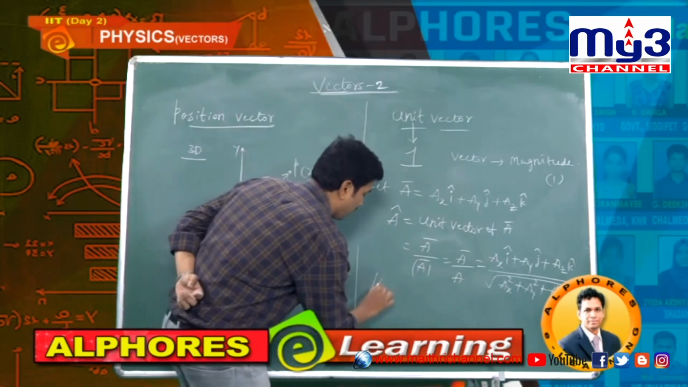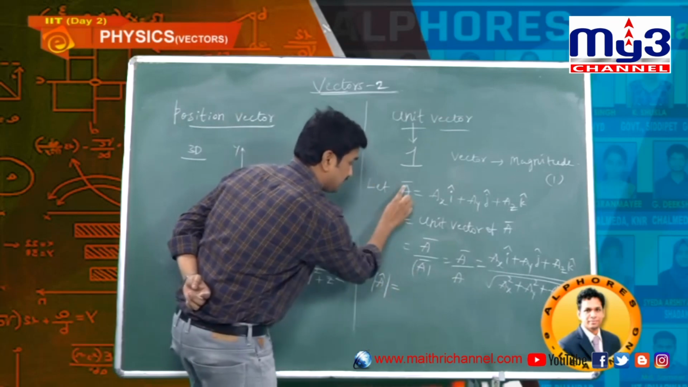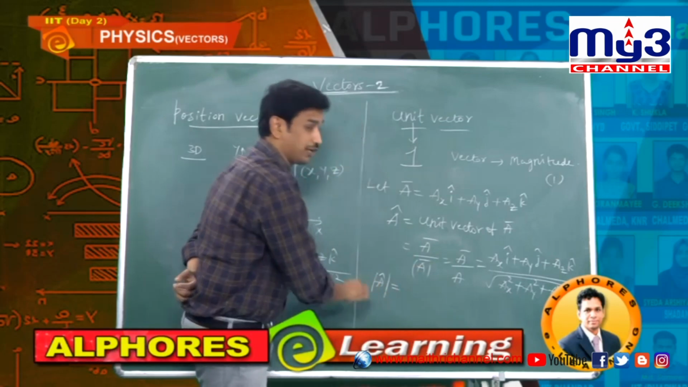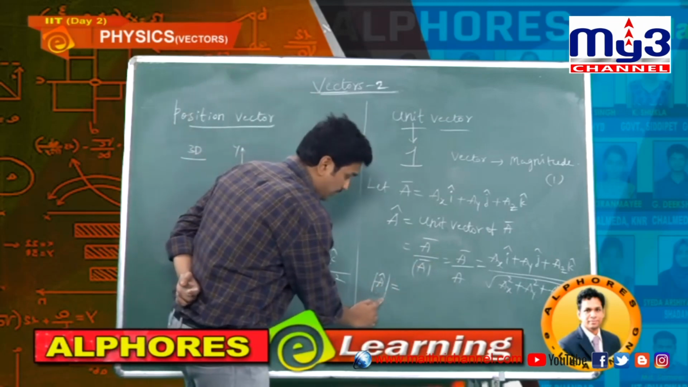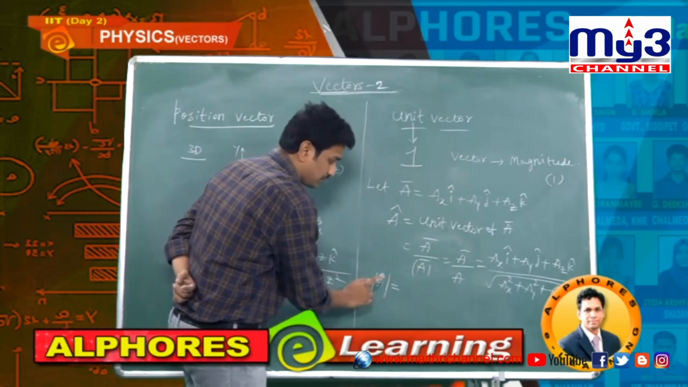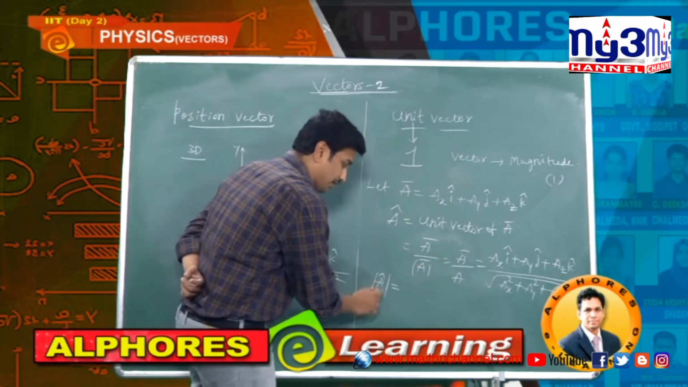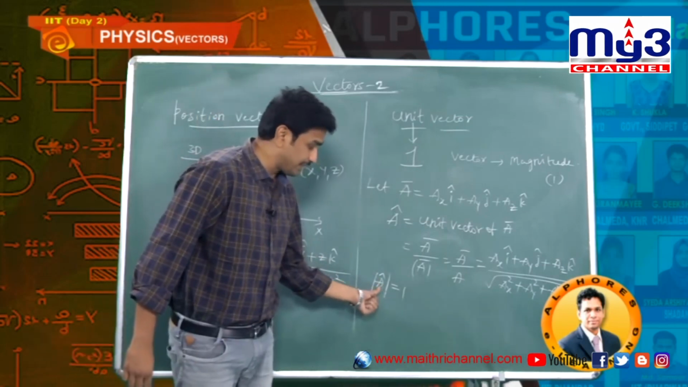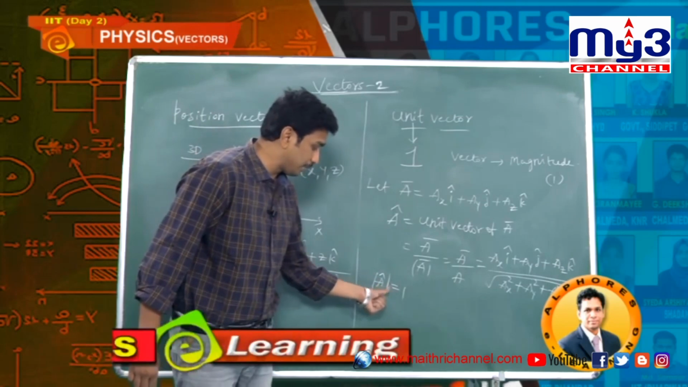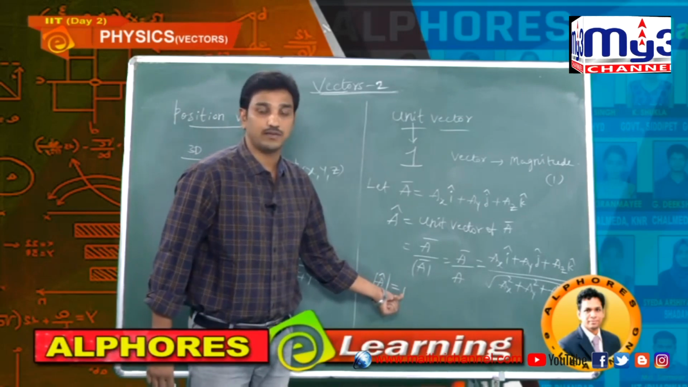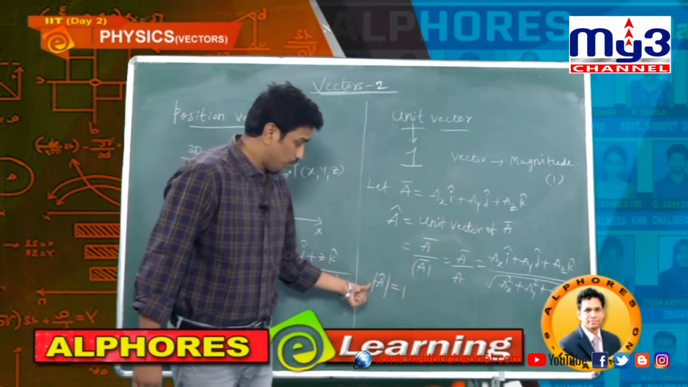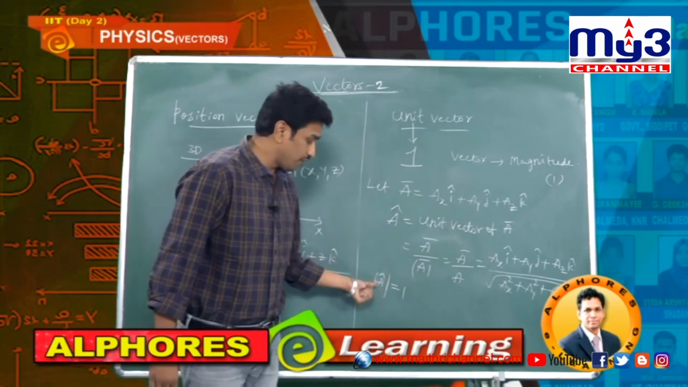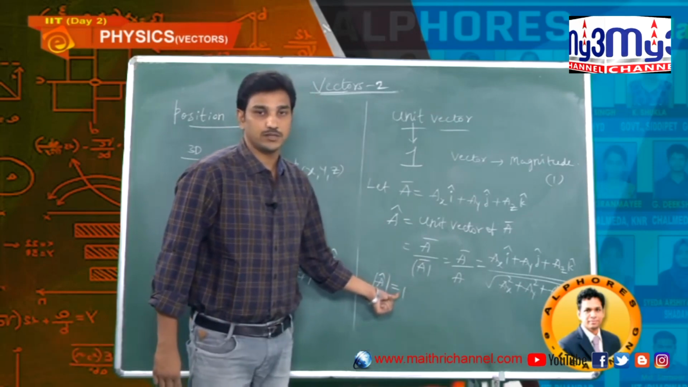Now, mod A bar is A. Mod A cap is magnitude of unit vector of A bar. What is the value? 1. I should get this, then only it is a unit vector. If mod of A cap is 1, then my A cap is a unit vector. If mod of A cap is not 1, then it is not a unit vector.